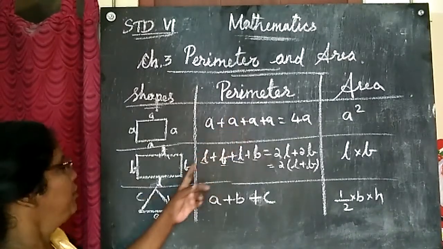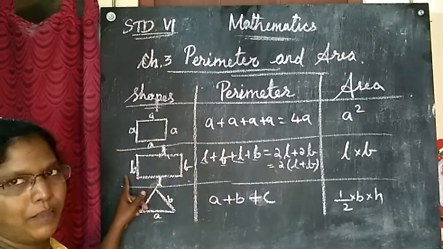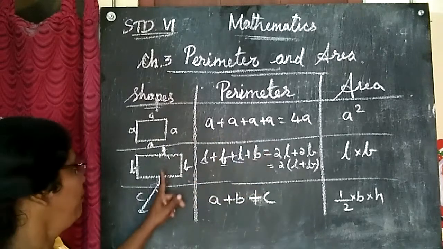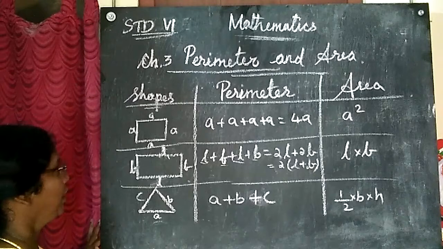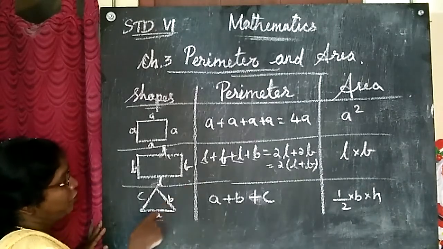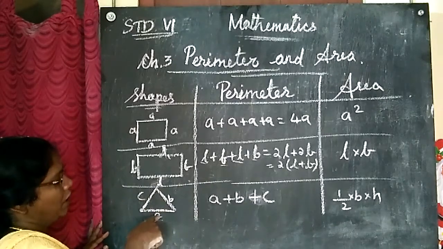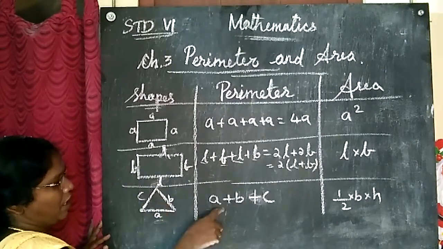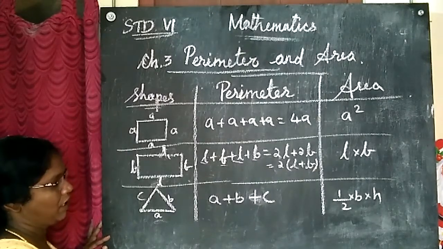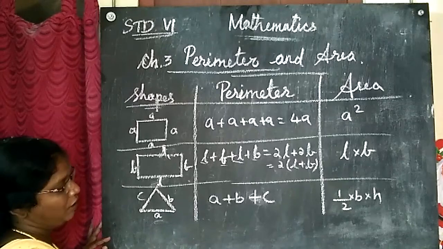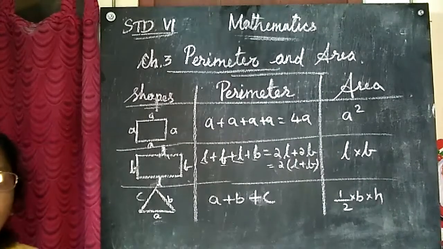To find out the perimeter, we are adding all the sides, L plus B plus L plus B. To find out the area, we are multiplying two sides, L into B. How to find out the perimeter of a triangle? Same like that only, we have to add all the sides. So we have 3 sides A, B, C: A plus B plus C. To find out the perimeter, we must add the sides of a triangle. How to find out the area? What's the formula to find out the area of a triangle? Half into B into H.